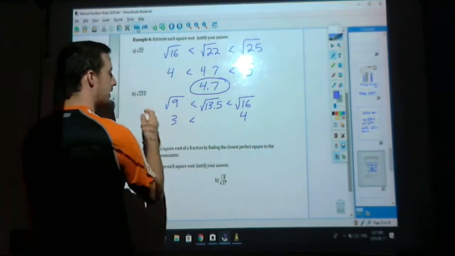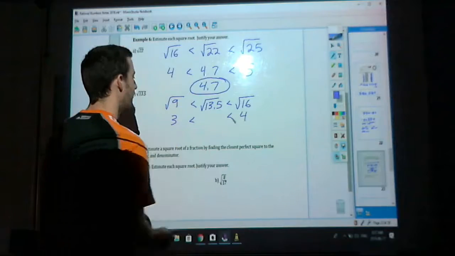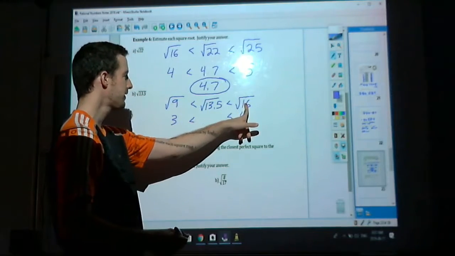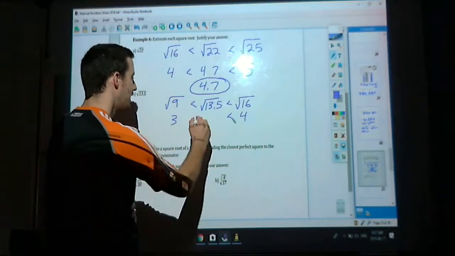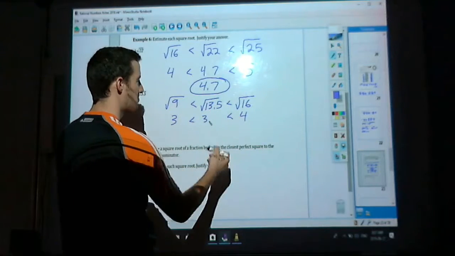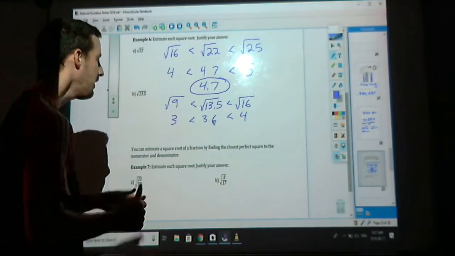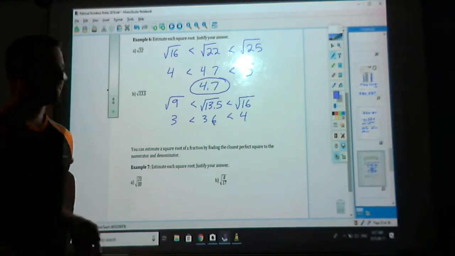Whoa. Here, maybe my hand's in the way. There we go. It is going to be somewhere between these two. Again, it's a little closer to 16 than it is to 9, so I'd probably do 3.6, 3.7, in that range, no problem. Okay. Ta-da! That's the first step.